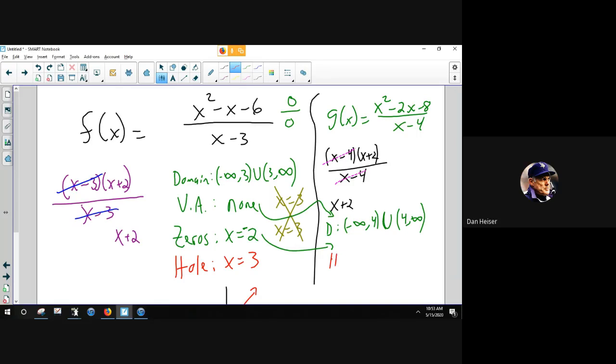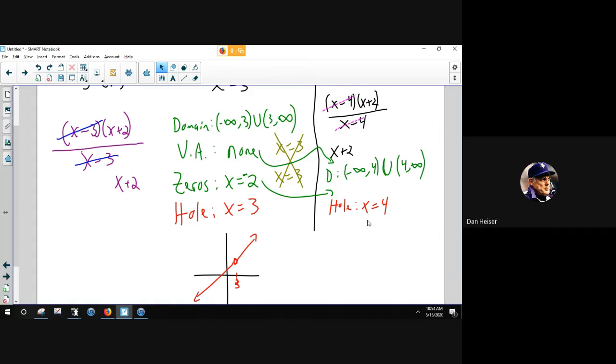Hole at x equals 4. The hole will now be at x equals 4. So these are not the same things. Even though they simplify to the same form, they are not the same graph. This one has a hole at x equals 4. F of x had a hole at x equals 3. But otherwise, they look identical.